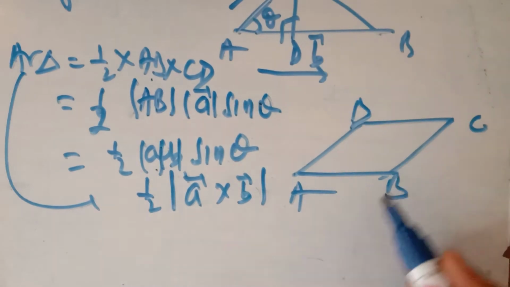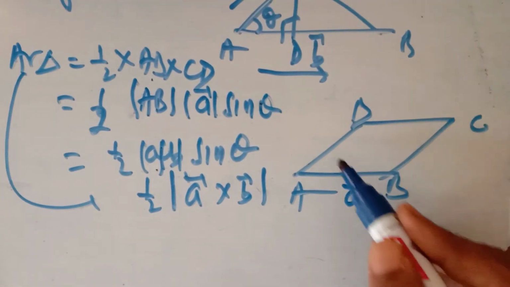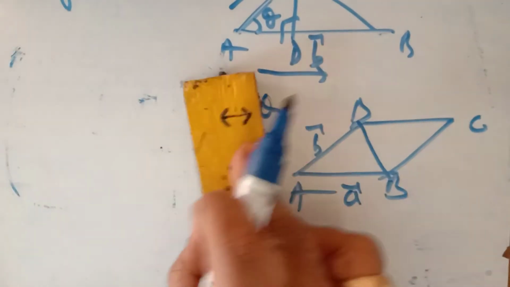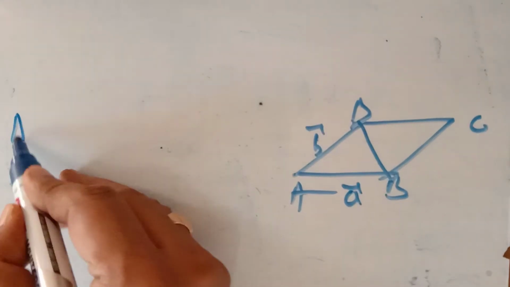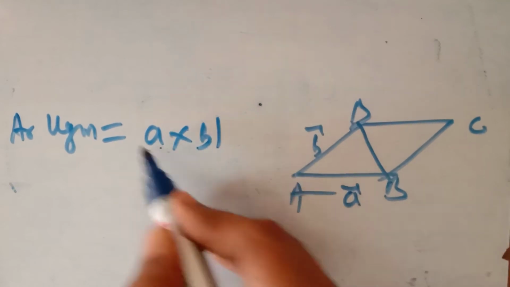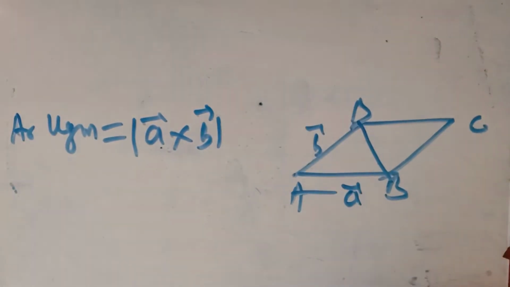Area of parallelogram, let us say this is the vector A, this is the vector B, and we know that area of the parallelogram is double the area of the triangle formed by the diagonal of the parallelogram. So the area of parallelogram will be equal to the modulus of the vector product of the co-initial vectors. So these are some definitions of the vector product of two vectors. Now how do we solve the vector product?